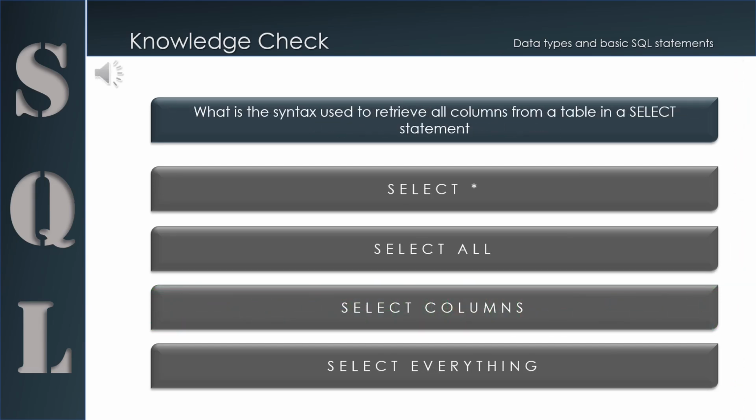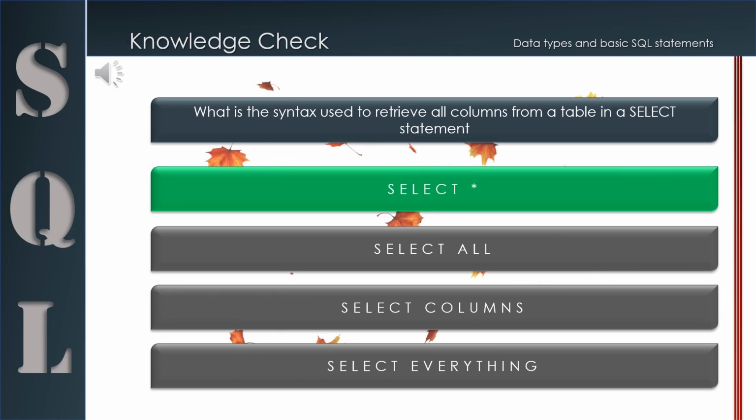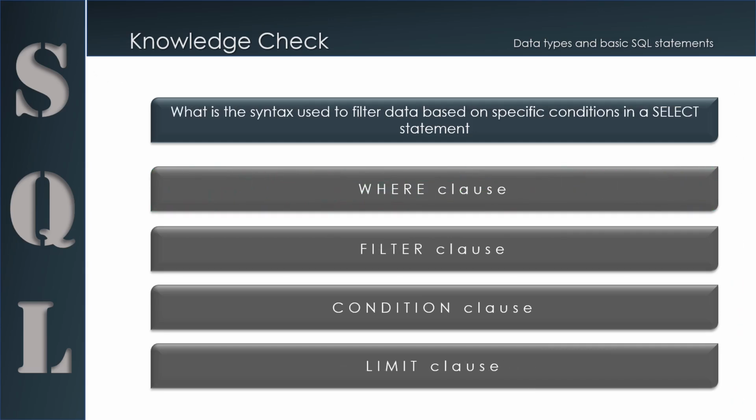What is the syntax used to retrieve all columns from a table in a select statement? What is the syntax used to filter data based on specific conditions in a select statement?